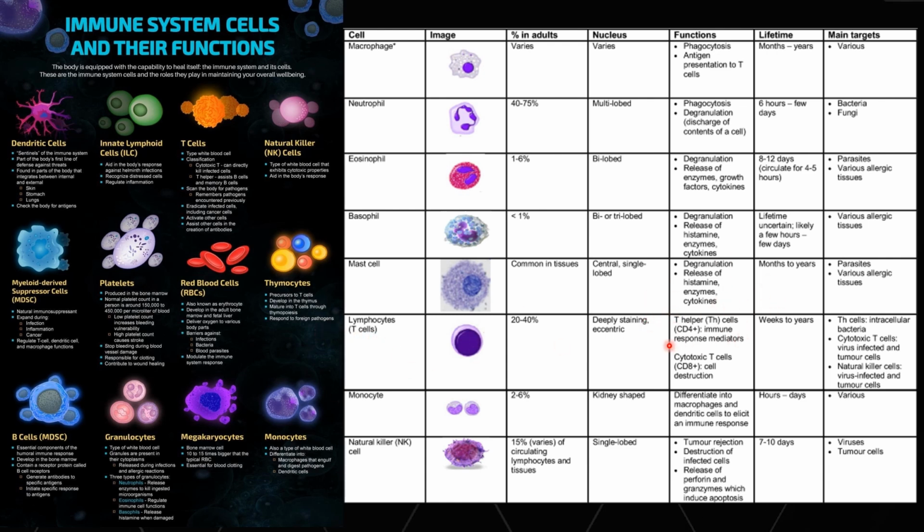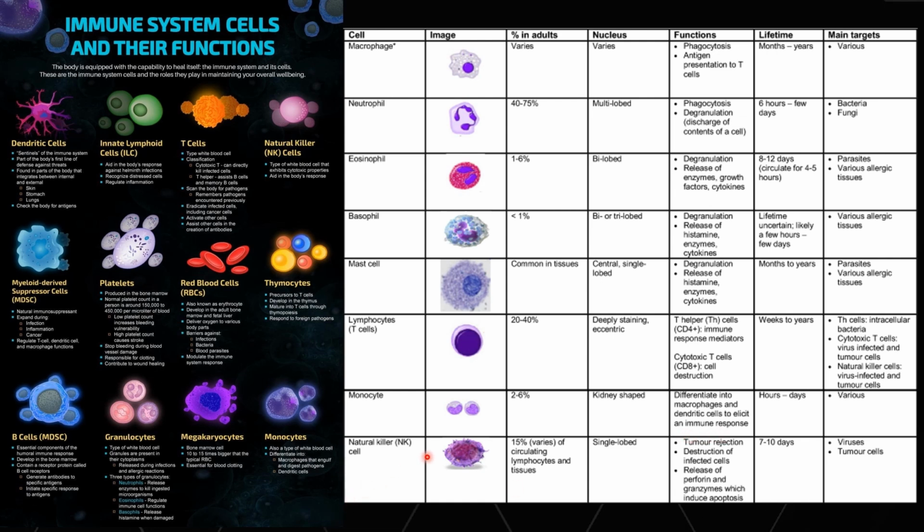Then we have T cells, T helper cells, which get activated by MHC class. Which one? Class 1 or class 2? So it is T helper cells. They get activated by the exogenous antigen and they activate class 2 and then activate the immune response. Then we have cytotoxic T cells, which are activated by MHC class 1 through the endogenous antigen pathway and lead to cell destruction. Then we have monocytes that differentiate into macrophages and dendritic cells to elicit an immune response.